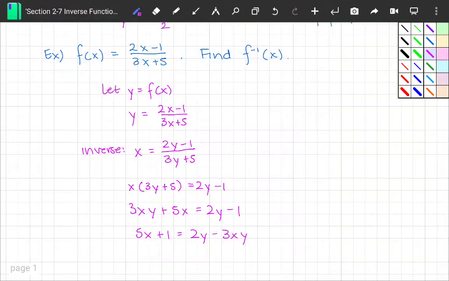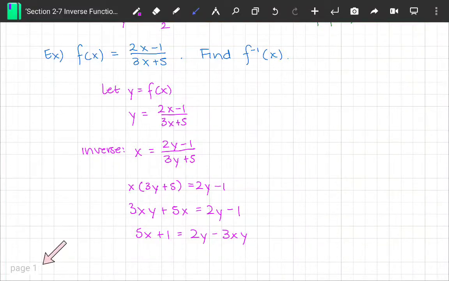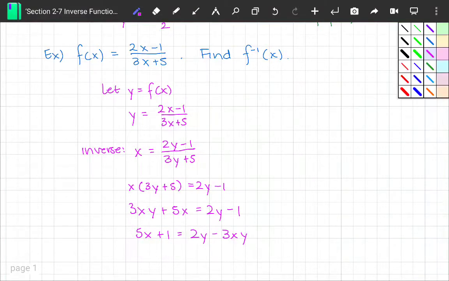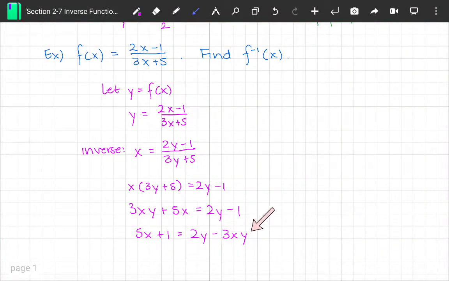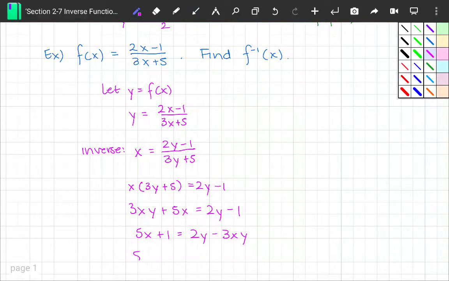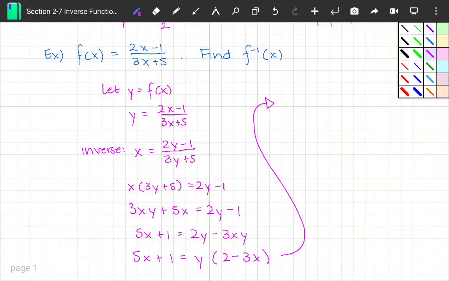All right, so I get this. Now I'm about to hit the bottom of my page. So normally we should always work down the page, but I will go ahead and make a second column. But here's what helps. By going ahead and collecting all my terms with a y on one side, I can factor out the y. And it will look like this. And now I have the y in one place.